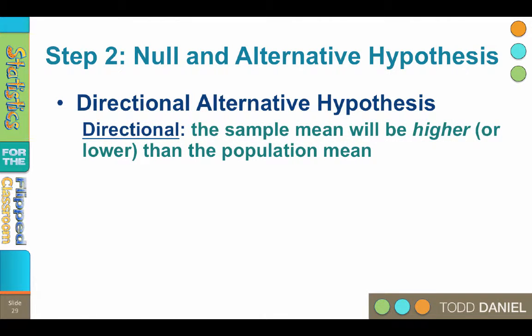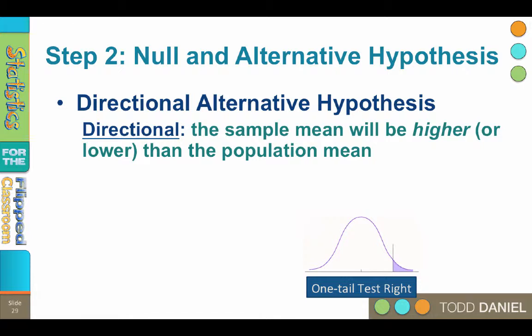Alternative hypotheses can be either directional or non-directional. Direction refers to the direction that the dependent variable changes. Will it increase or decrease? With a directional alternative hypothesis, you say that the sample mean will be higher than the population mean. Or in another case, you might say the sample mean will be lower than the population mean.